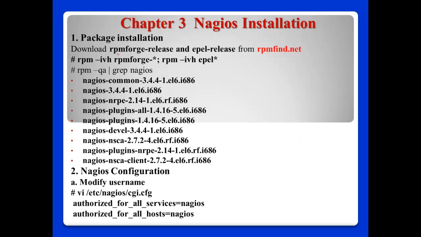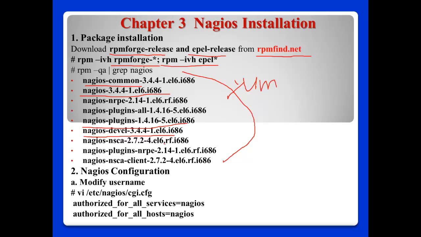First, we need to download these 2 packages, the RPMforge release and EPEL release, from rpmfind.net. After downloading these 2 packages, please install them like this, rpm -ivh with each package name. After that, we need to install these packages using yum. Even if you don't have all these packages, it's okay, but at least you must have Nagios Core, the Nagios DVR, and Nagios plugins. The other packages you can download and install later.